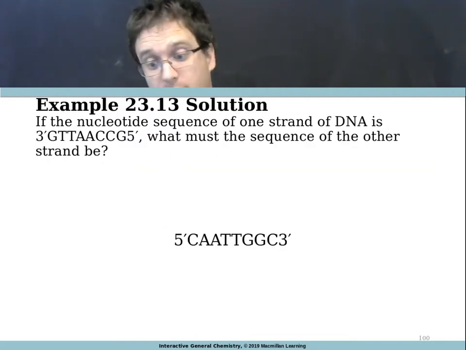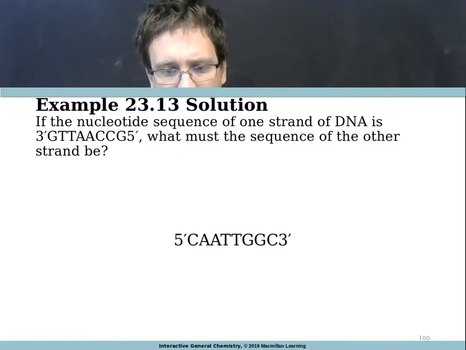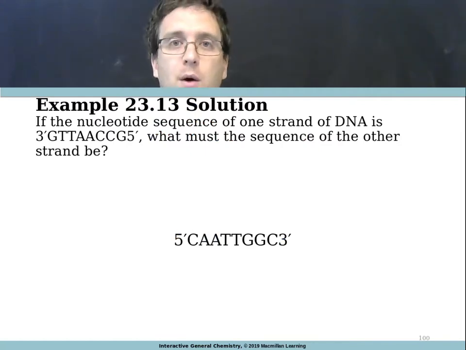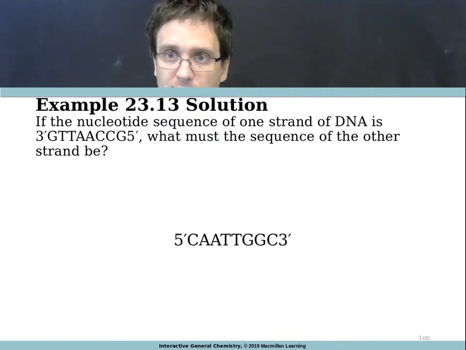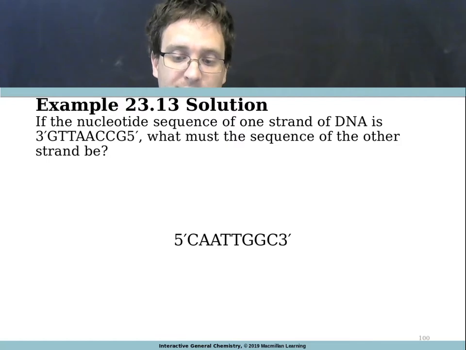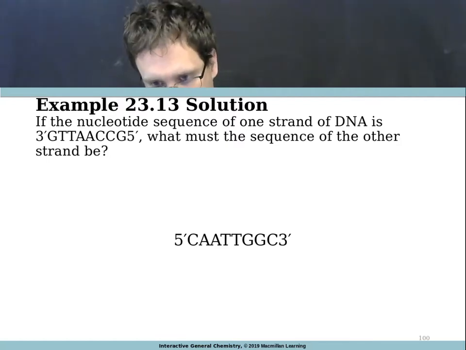Oh, sorry, let's do a little bit of practice, right? So if I have a nucleotide sequence of 3' G, T, T, A, A, C, C, G, 5', what would be a strand that is its complement? It'd have to start with 5', then it would be C, A, A, T, T, G, G, C, 3'. Okay, so hopefully that's pretty easy to figure out.